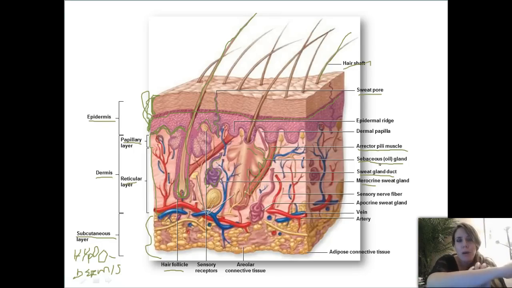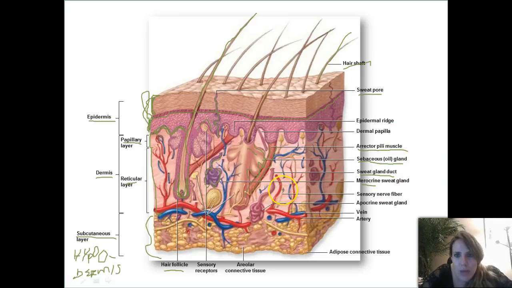So, and goosebumps, what exactly are the goosebumps? Well, when that muscle is contracted, it actually causes your epidermis to kind of crinkle up a little bit. And that's what that goosebump is. It's your crinkled skin because that erector pili muscle is contracted. How cool is that? Okay, what else do we have in the dermis here?